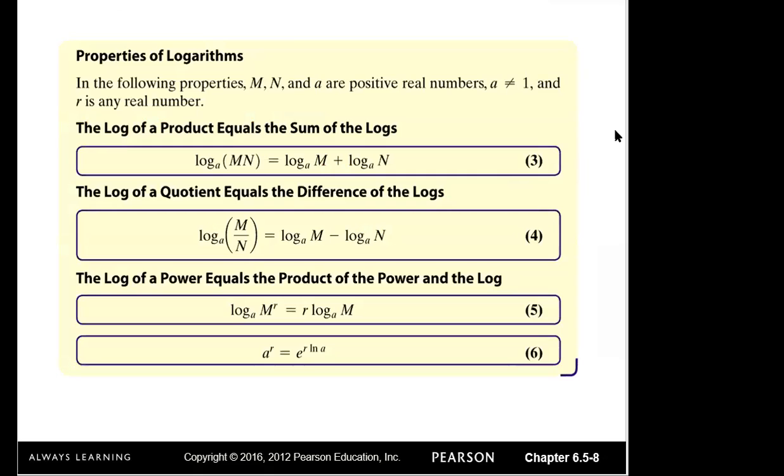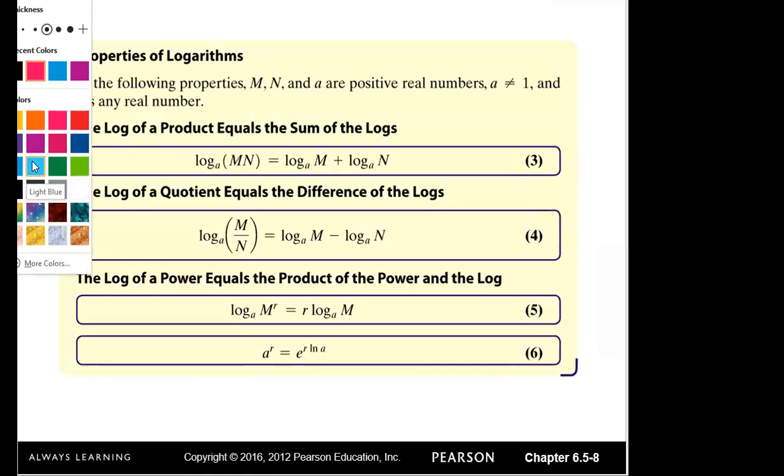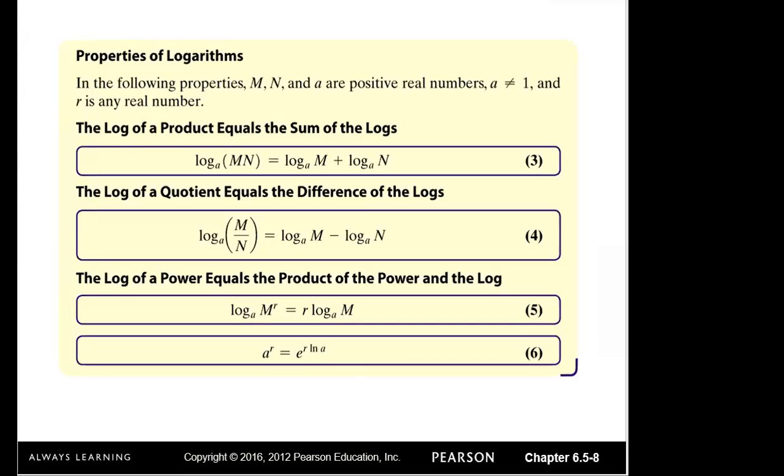Okay. The log of a product actually equals the sum of the logs. And this log rule is very similar to that exponent rule from way back. Do you remember the exponent rule that says if you have x to the A times x to the B, you're supposed to keep one x and then raise it to the A plus B?